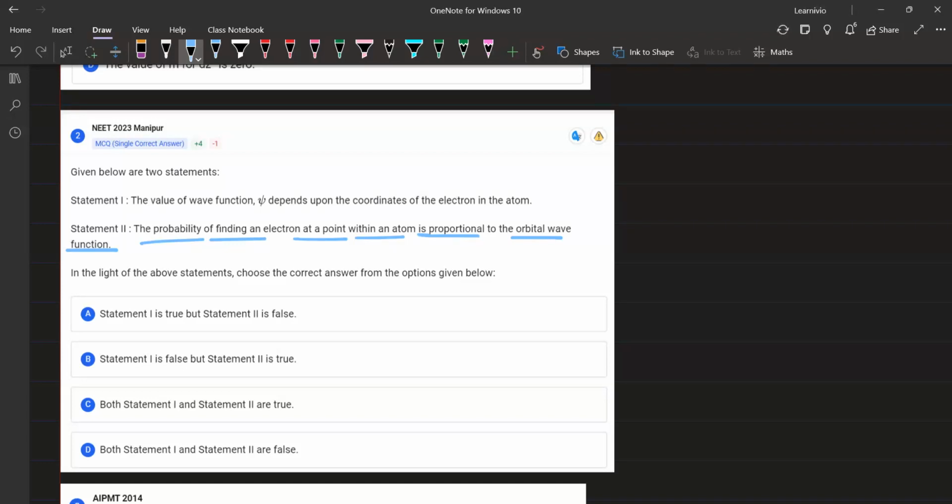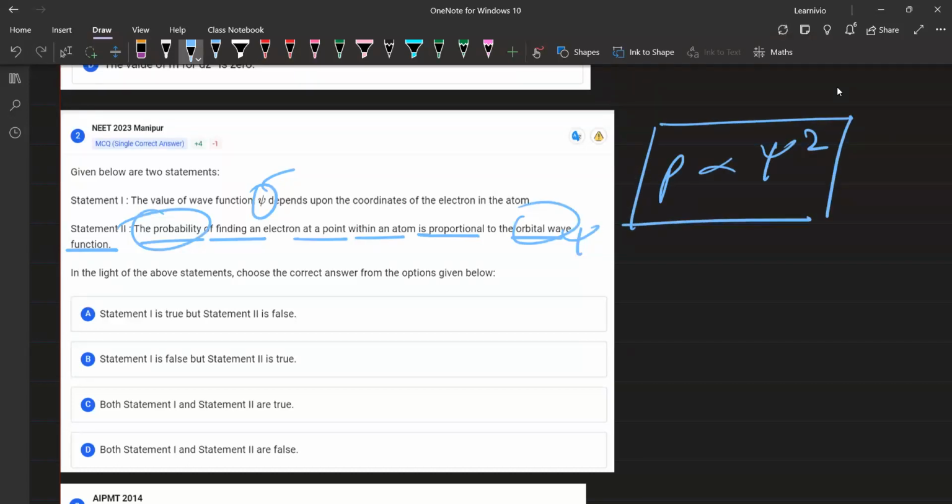Look, there is just a little nuance here, Theorem. The first statement is true that psi depends on the x, y, z, and where the electron is located, the coordinates of the electron in an atom. But the probability of finding an electron is not proportional to the orbital wave function, that is psi. The probability of finding an electron is directly proportional to the psi square. Okay, so this is important. It's proportional to psi square and not psi. So statement one is true, but statement two is false. So option A.